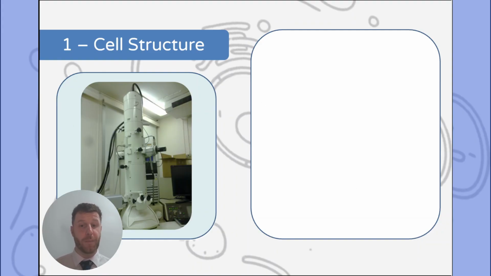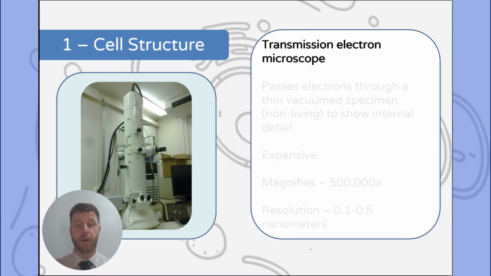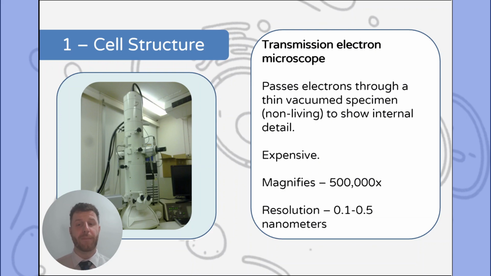Next, you have one of these big looking pieces of equipment. This is a transmission electron microscope. A transmission electron microscope passes electrons through a vacuumed specimen. Because it's vacuumed, it can't be a living specimen, which is a very, very obvious difference between light microscopes and electron microscopes. They're very, very expensive, so expensive that you've probably never seen one. They can magnify up to 500,000 times, and their resolution is 0.1 to 0.5 nanometers, which is very, very small.